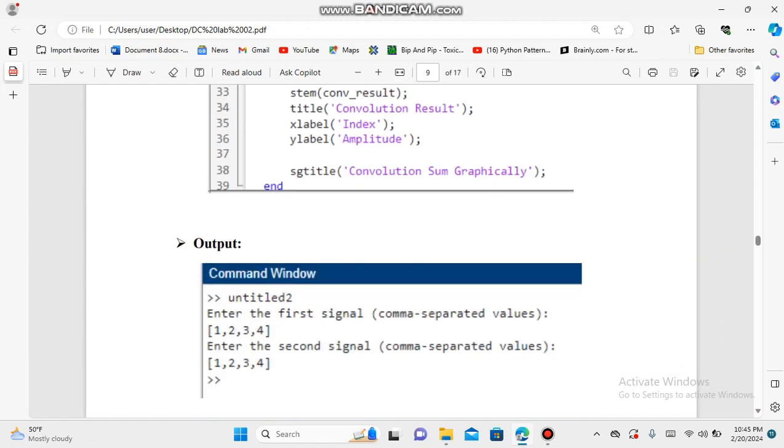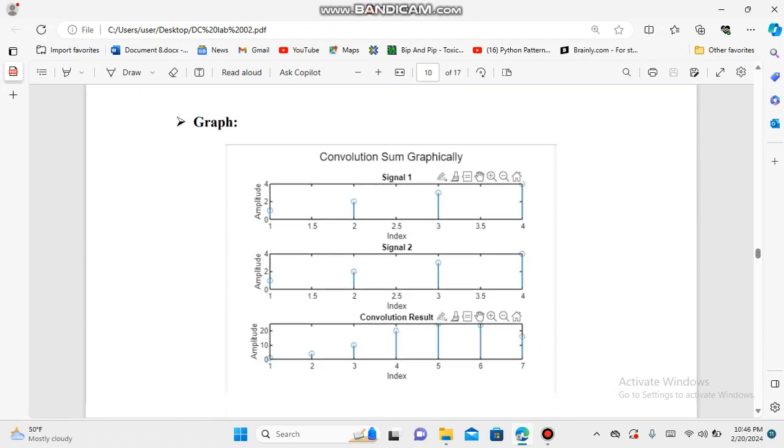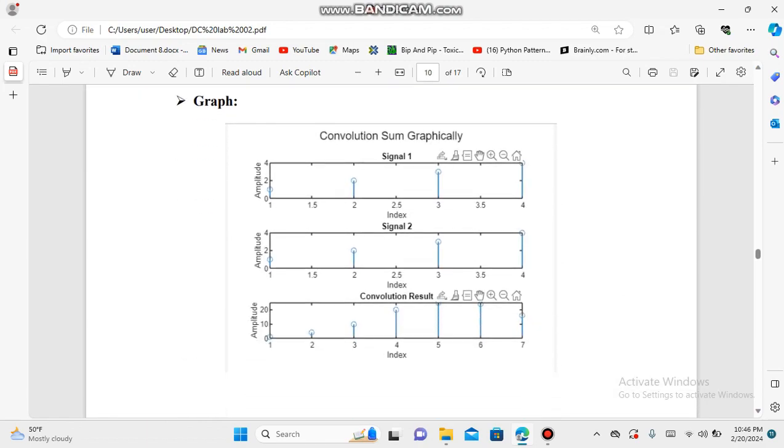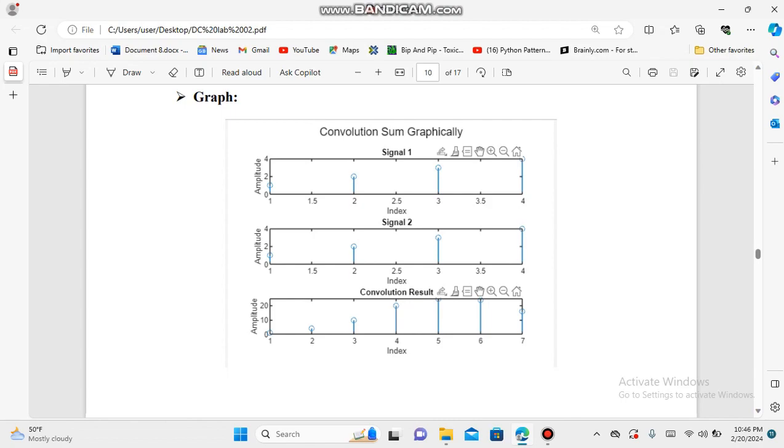In the command window, we can set up two signals. The first signal is 1 2 3 4, and the second signal is the same, 1 2 3 4. It will show us a graph like this. This is the graph of the convolution sum. Graph number 1 shows signal 1, the next shows signal 2, and this is the convolution result of both signal 1 and signal 2.